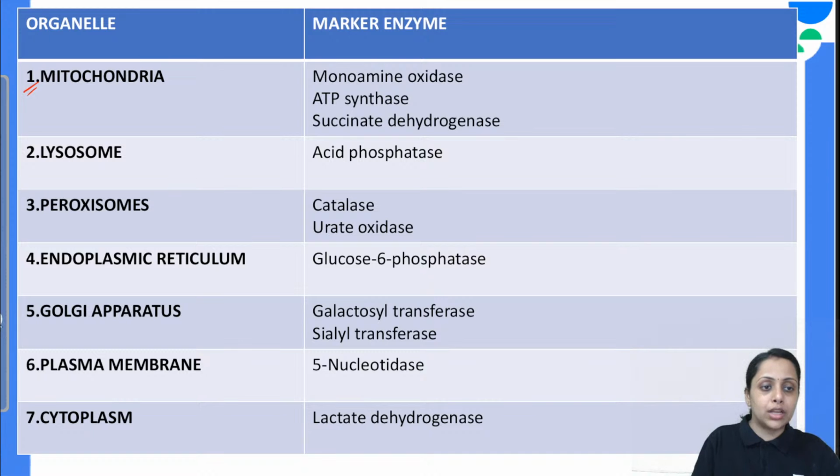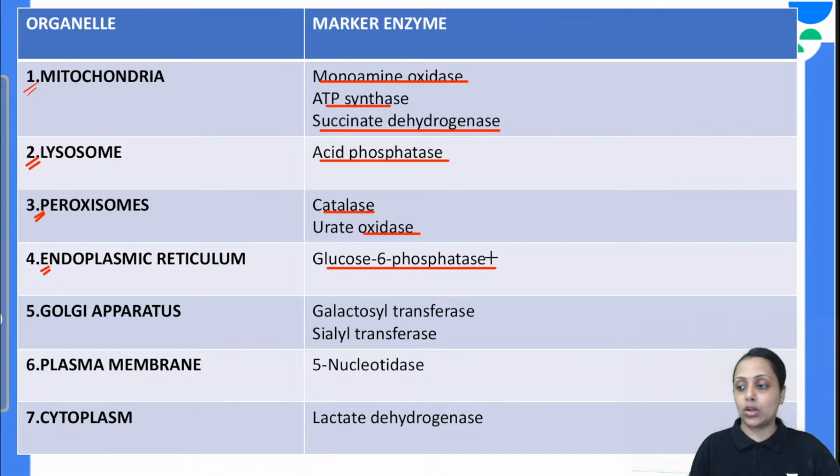Marker enzymes for mitochondria are monoamine oxidase, ATP synthase, succinate dehydrogenase. For lysosome, the marker enzyme is acid phosphatase. For peroxisome, we have catalase, we have oxidase. For endoplasmic reticulum, we have glucose 6-phosphatase.